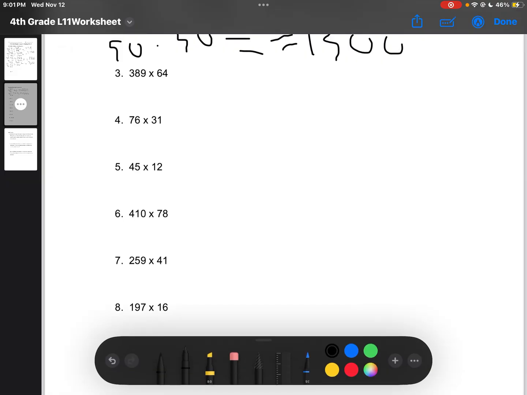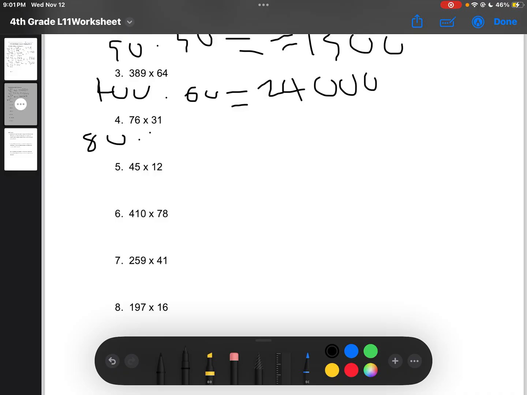Next, number 3, 389 times 64. So 389 will round to 400, and 64 will round to 60. So if you multiply that, 4 times 6 is 24, and there are 3 zeros, so it'll be 24,000. Alright then. The next one, 76 times 31. 76 rounds to 80, 31 rounds to 30. 8 times 3 is 24, add the 2 zeros, and we'll get 2,400.